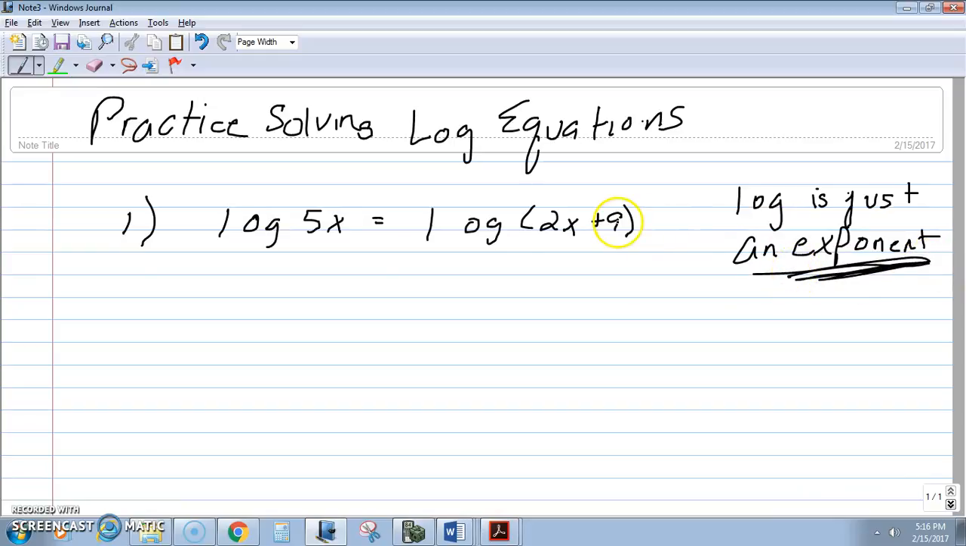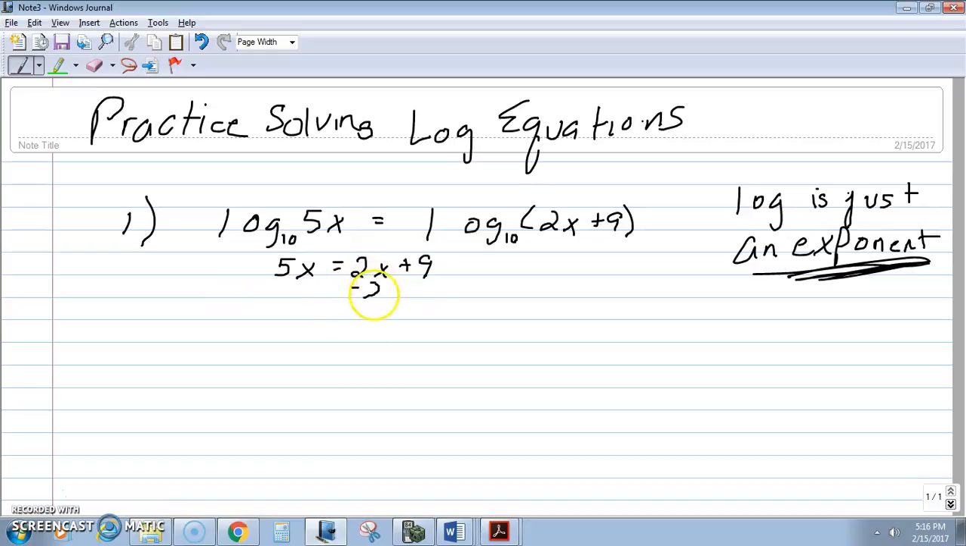If you remember that a log is just an exponent, and you remember all those problems with the exponents that we did where if they had the same base, you could just set them equal to each other. Well, this makes sense. Both of these logs are base 10 because they don't have any other base, so it's automatically a base 10. So that means we can just set 5x equal to 2x plus 9.